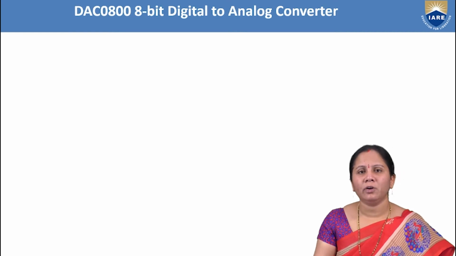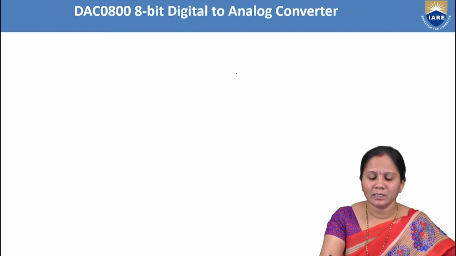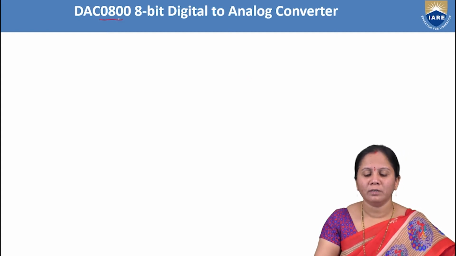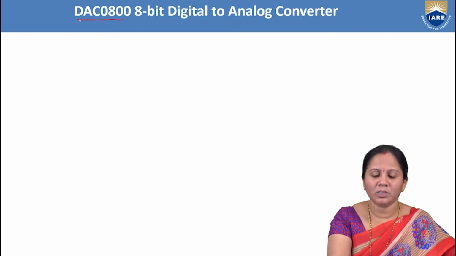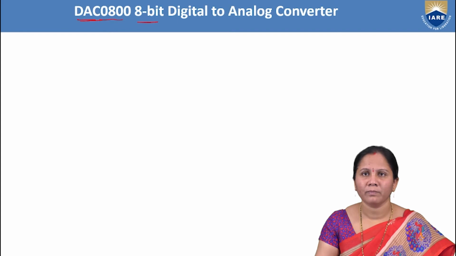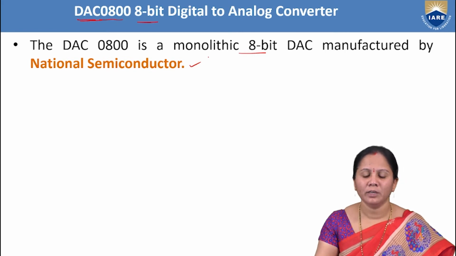Now, there are different types of DACs available. Among the different types of digital to analog converter ICs, we will see DAC0800. This is an IC which converts digital to analog and it is an 8-bit IC. This DAC0800 is a monolithic 8-bit DAC which is manufactured by National Semiconductor. This is the industry that has manufactured this 8-bit DAC, that is DAC 0800.